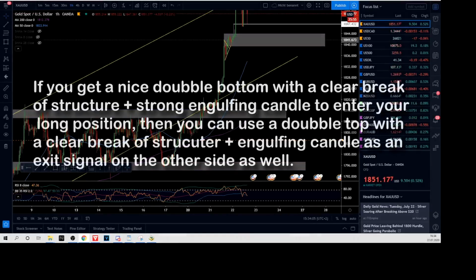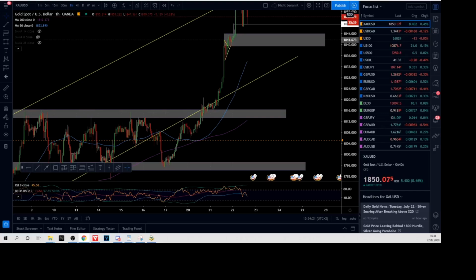If you get a nice double bottom with a clear break of structure plus a strong engulfing candle to enter your long position, then you can use a double top with a clear break of structure plus an engulfing candle as an exit signal on the other side as well. Okay? And yeah, some of my traders were asking me what candlestick patterns I mainly look for as exit confirmations. Well, I look for engulfing candles and dojis, the ones with these huge wicks, okay? As soon as I see a huge wick, I know there is a lot of pressure around that level, which could be great information about who is going to be in control of the market soon, okay?